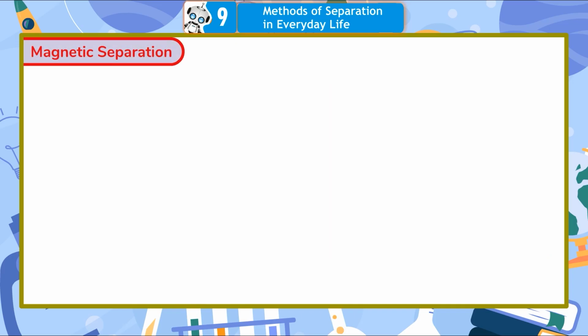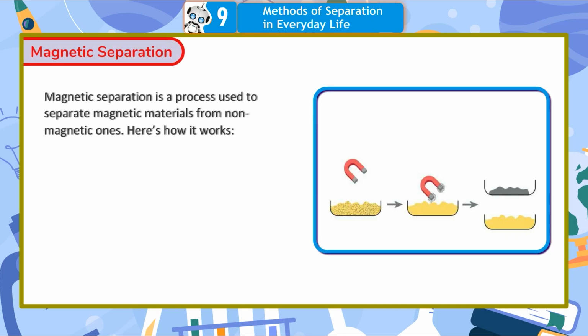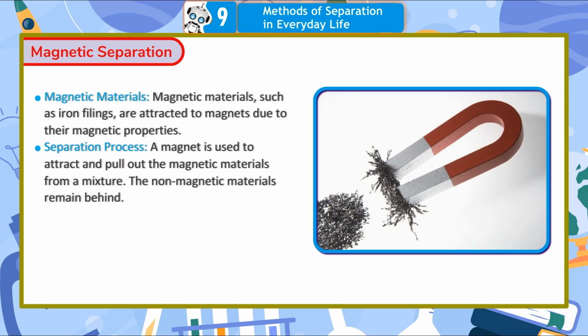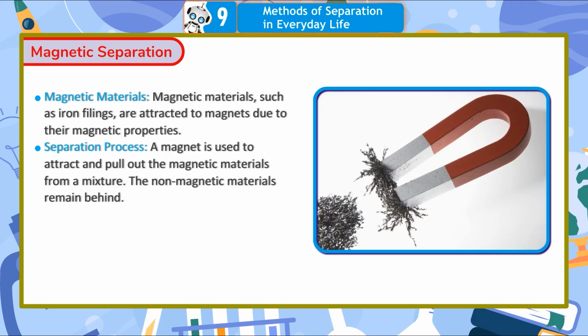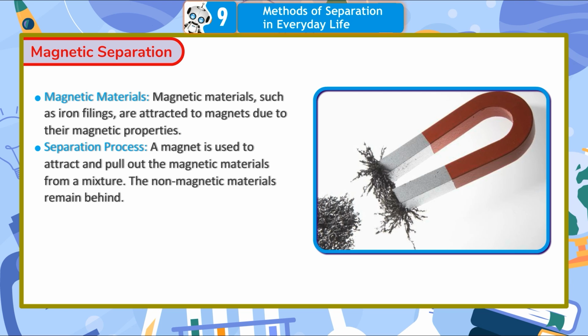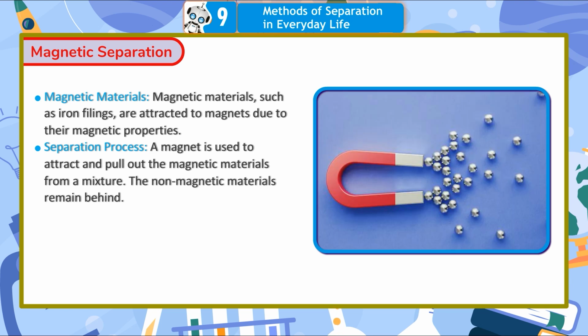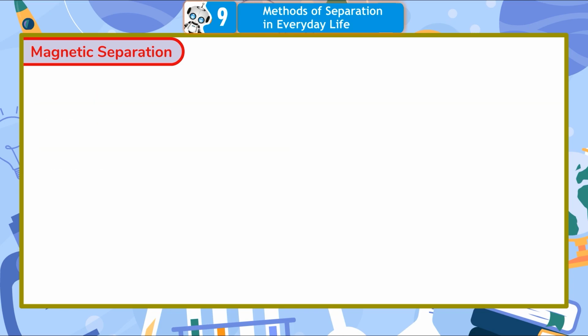Magnetic separation. Magnetic separation is a process used to separate magnetic materials from non-magnetic ones. Here's how it works. Magnetic materials such as iron filings are attracted to magnets due to their magnetic properties. Separation process. A magnet is used to attract and pull out the magnetic materials from a mixture. The non-magnetic materials remain behind.